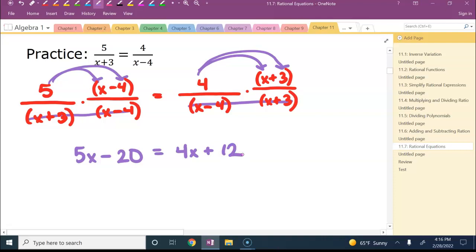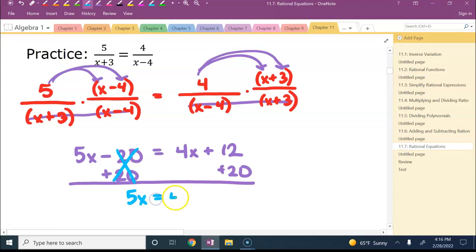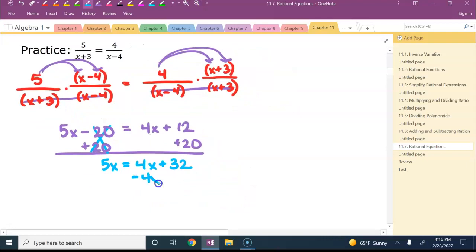And then I would have solved for x, so I would have added 20 over to the 12. So now I have 5x equals 4x plus 32. Then I would subtract the 4x. And I would get x equals 32.